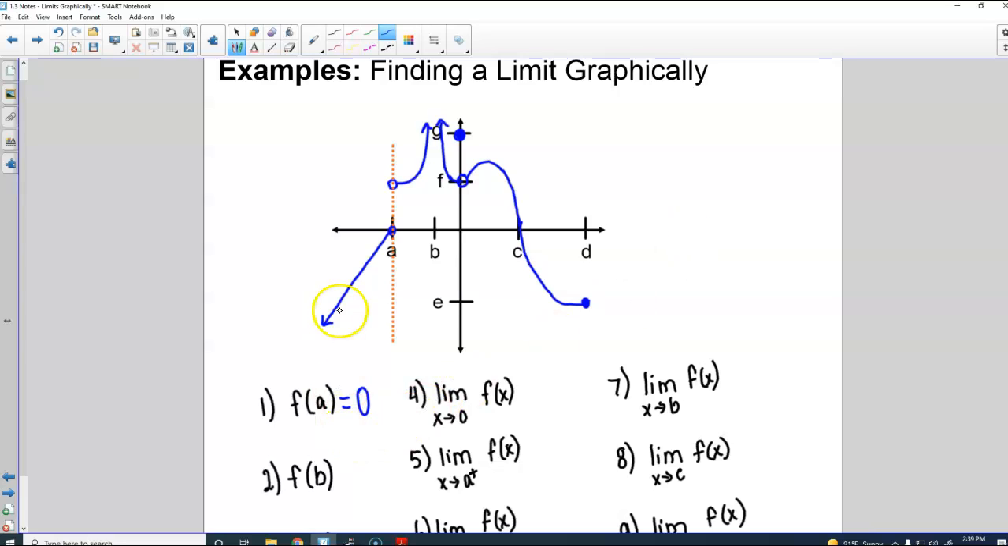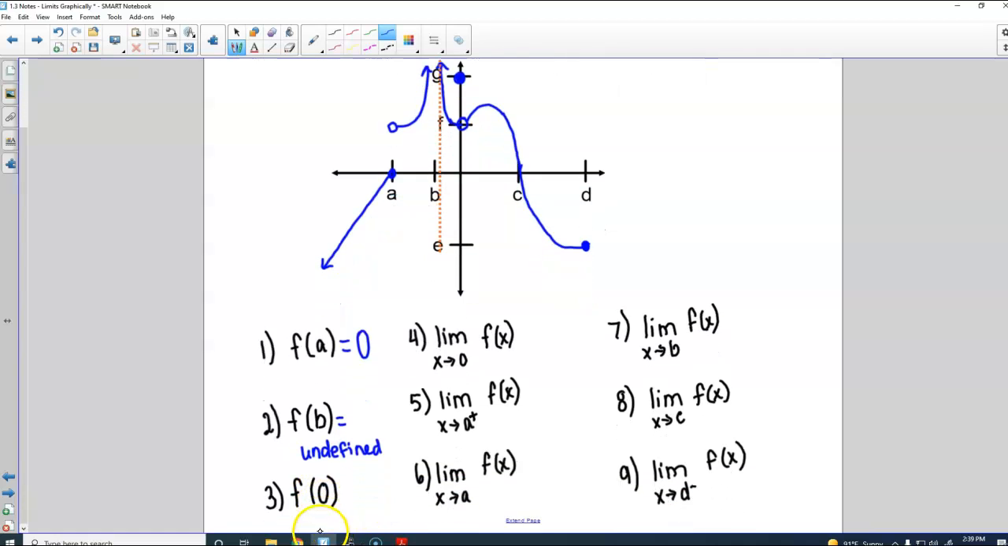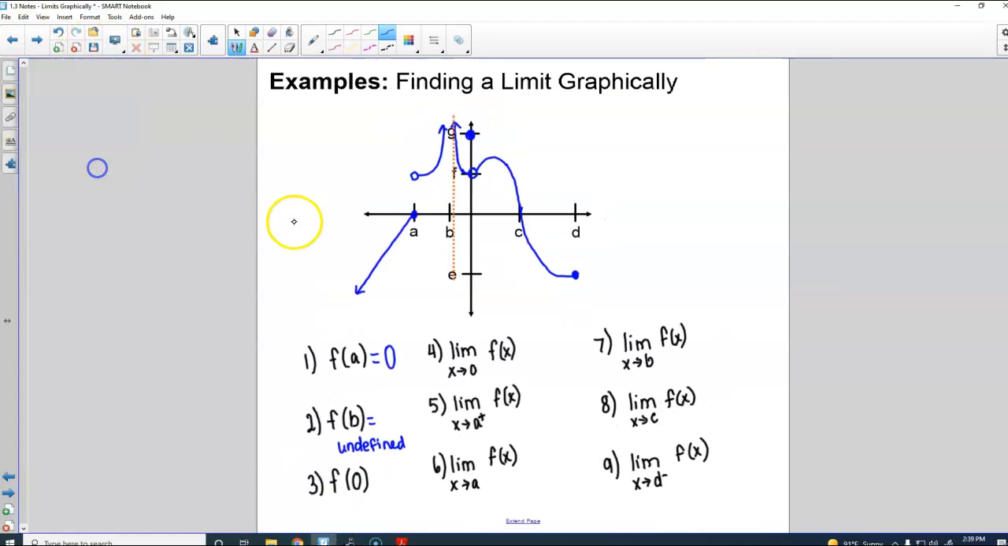Okay? What is f of B? What do you think? It is undefined. And I like that Ethan said undefined, does not exist. All right, let's see. Logan, what about f of 0? G. Good. So we're looking at closed-in dots whenever it's asking us for the value of the function.